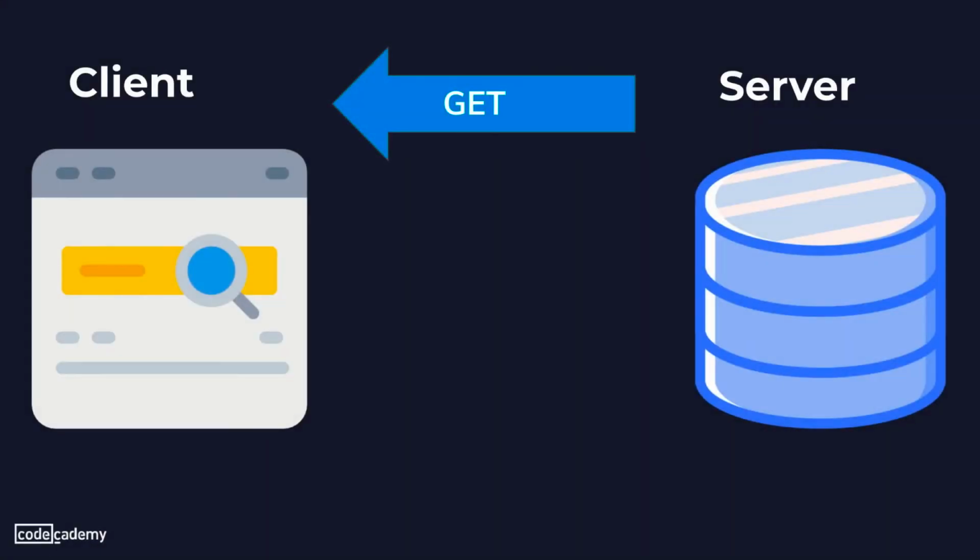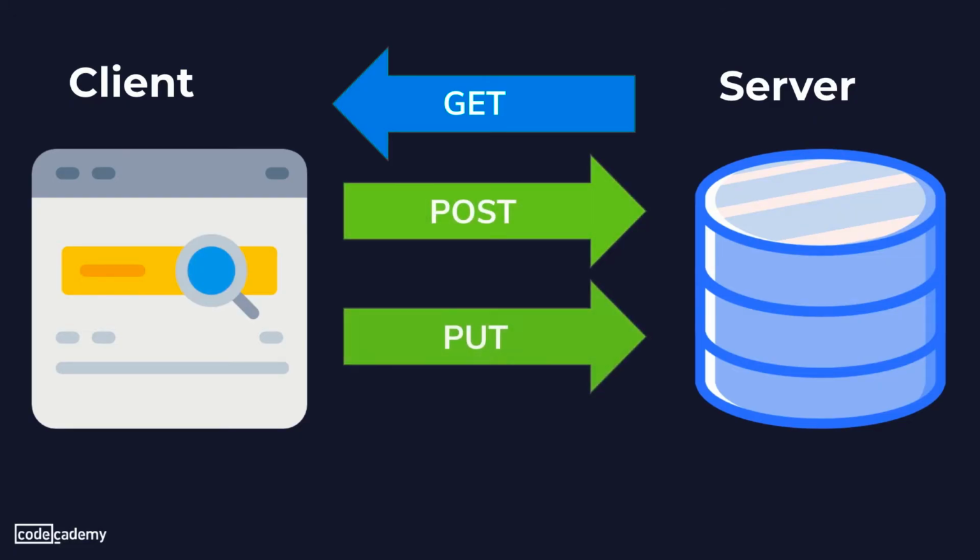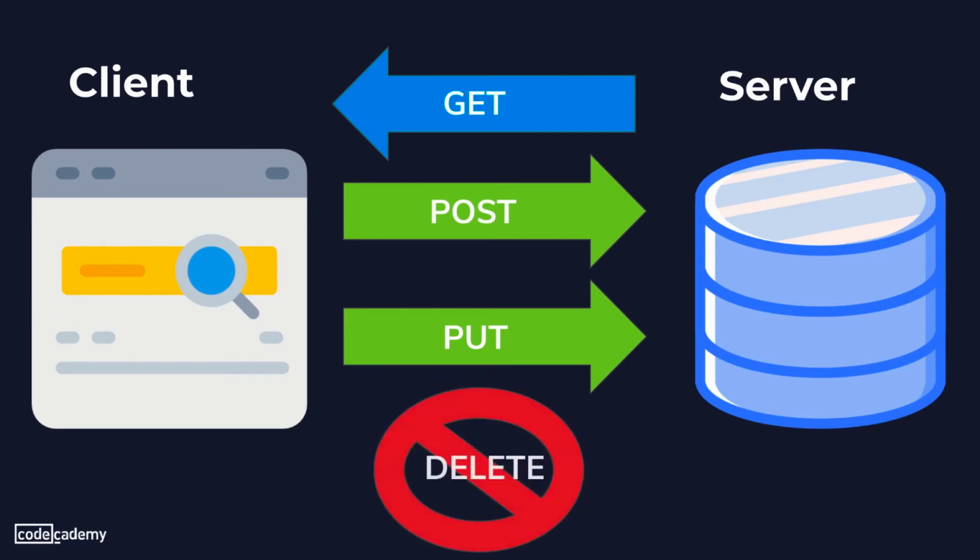GET requests are one kind of HTTP method a client can call. They retrieve an existing resource from a server. POST requests create new resources. PUT requests edit an existing resource. Finally, DELETE requests delete an existing resource.